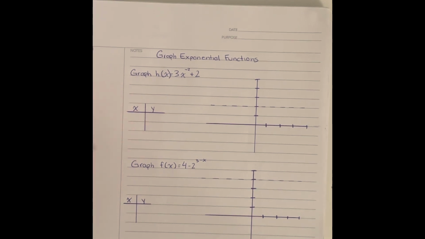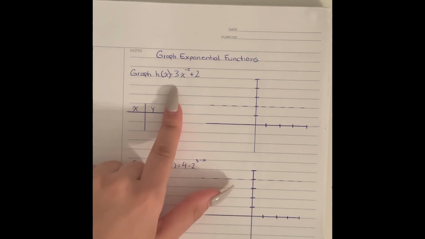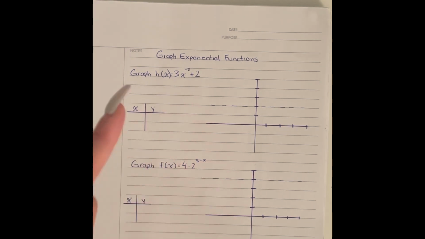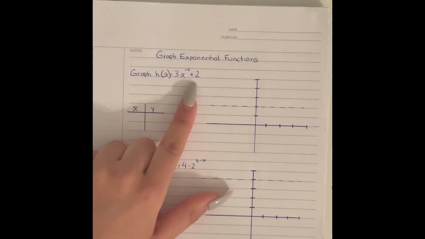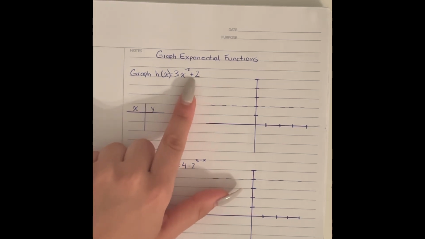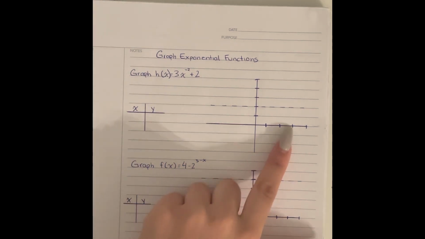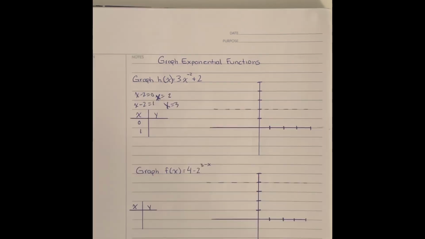These are exponential functions here. So for the first example, I have 3 to the power of x minus 2, plus 2, that I'm going to graph. Usually our horizontal asymptote would be y equals 0. In this case, our c value here is +2. So that's going to be our horizontal asymptote, as I've plotted on the graph here.